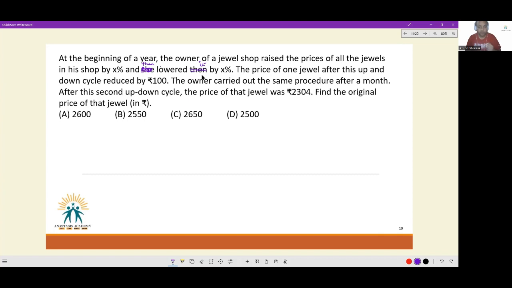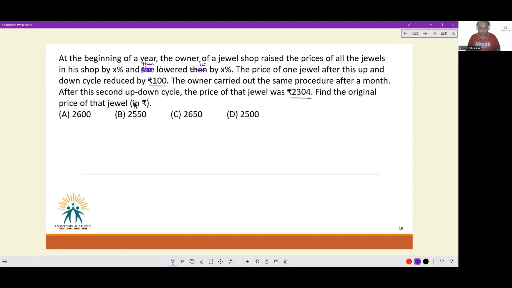Okay. The price of one jewel after this up and down cycle reduced by 100. The owner carried out the same procedure after a month. After this second up-down cycle, the price of the jewel was 2304. Find the original price of that jewel.